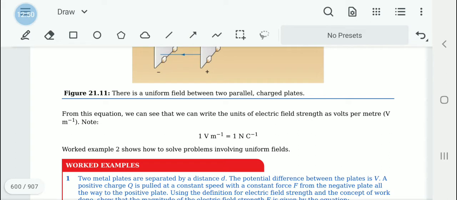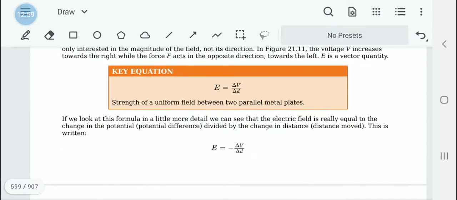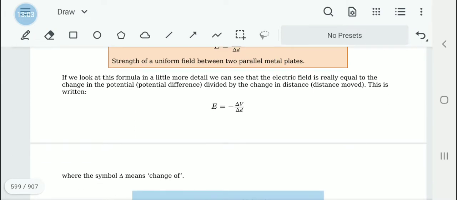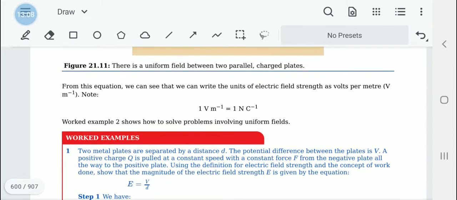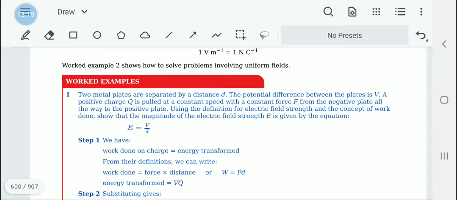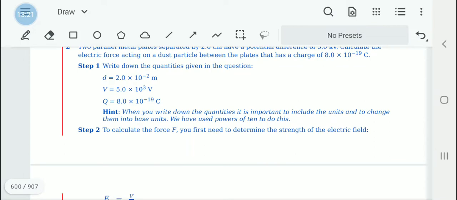So then we can take the units of electric field strength to be volts per meter, because here it is delta V upon delta D. Voltage is measured in volts, distance is in meters. Then we get 1 Vm^-1 is equal to 1 newton per coulomb. So these two are equal in value. So now let's go through this worked example to see how this calculation can be done.